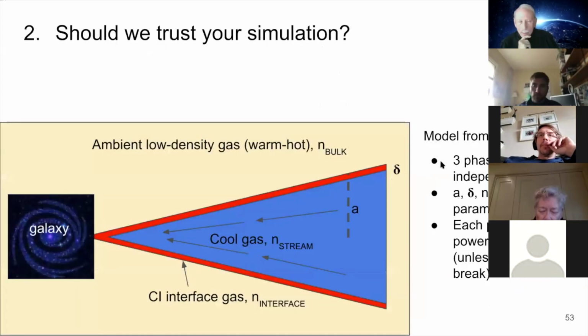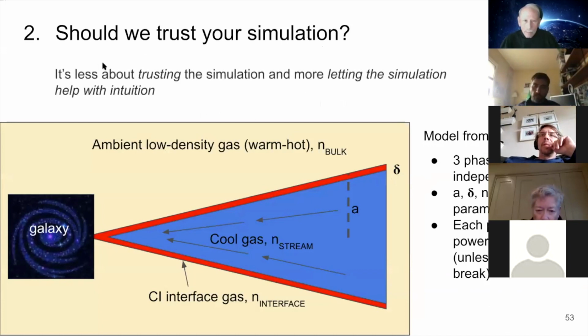Okay, so we're going to move on to the last thing we wanted to ask, which is, should we trust the simulation? And I'm saying it's less about trusting that the simulation is right and more about letting the simulation help us build an intuition. Because the model that we've presented is a model which we haven't yet tested against observations. This is kind of the next stage, to use this model. But it has 3 different phases to the CGM, with 2 of the temperatures independent, with tunable parameters for the size of the streams, the size of the interface, and the number of streams.